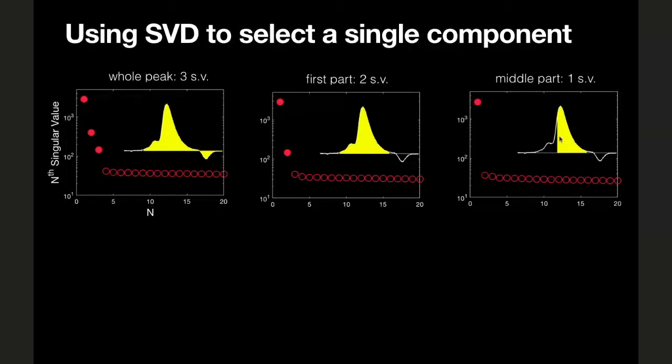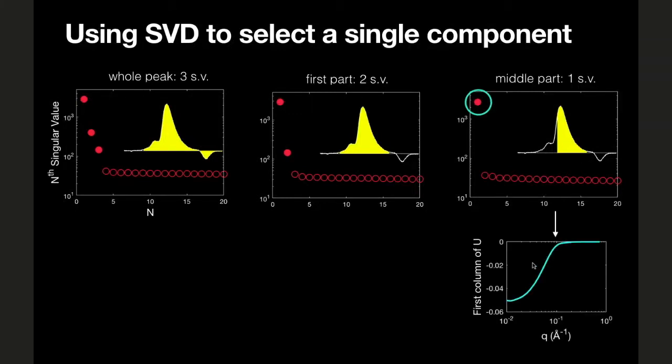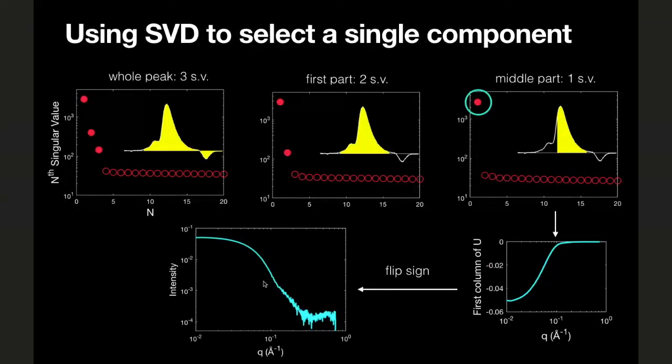And SVD actually does that average for you. It's just the first column of U. Although if you look at the first column of U, the first thing you'll notice is that in this case it's negative, which is wrong. You can't have negative scattering. It turns out SVD doesn't know about the sign of scattering. It could be positive or negative, and it's ambiguous. But all you have to do in this case is flip it, and you get the scattering curve of BSA monomer.